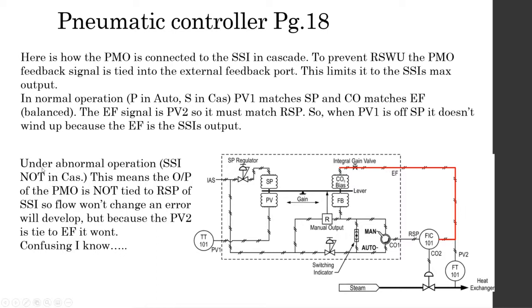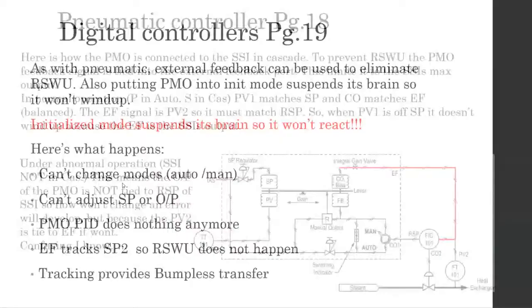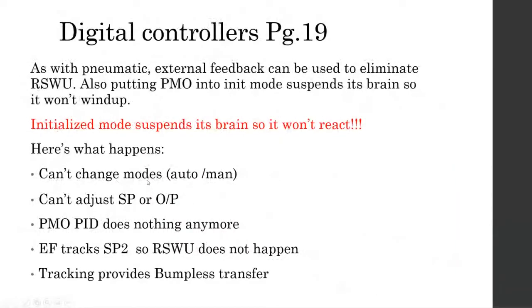It's a brain full, I understand. Under abnormal operation, when the secondary is not in cascade, the output of the primary is not tied to the remote set point of the secondary, so flow won't change and an error will develop, but because the process variable 2 is tied to the external feedback, it won't wind up. Very confusing. All right, let's get back to life here.